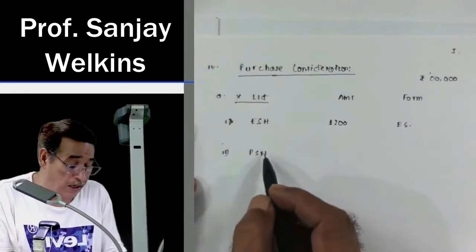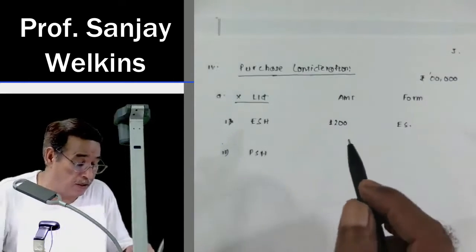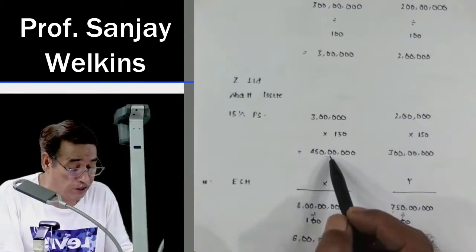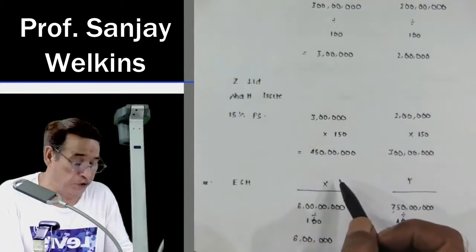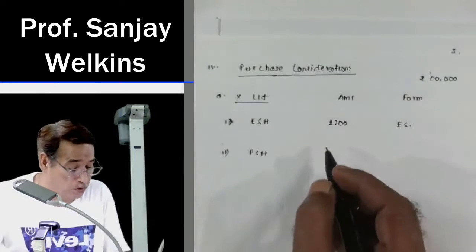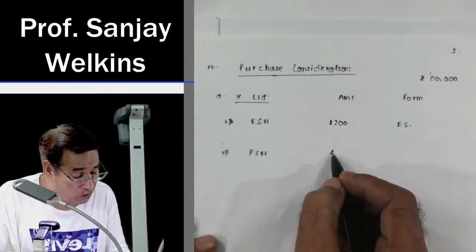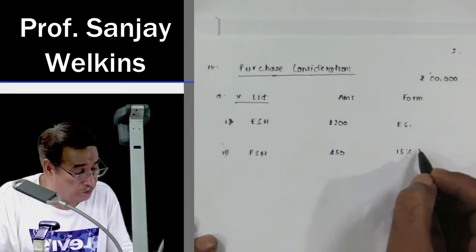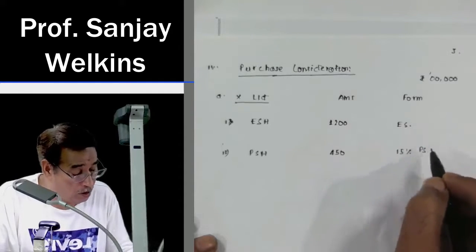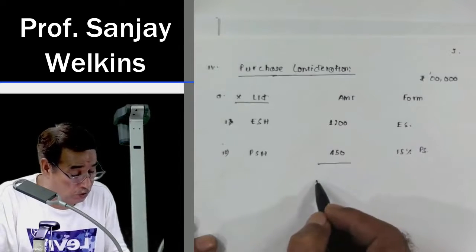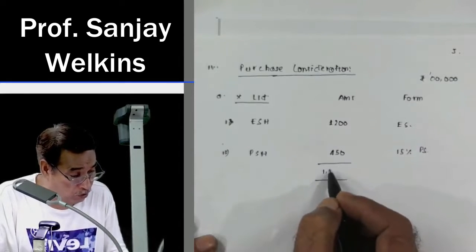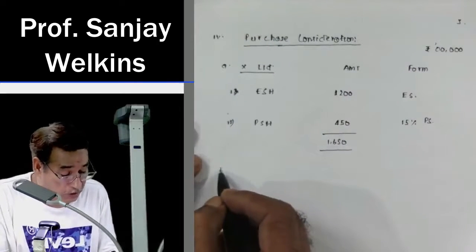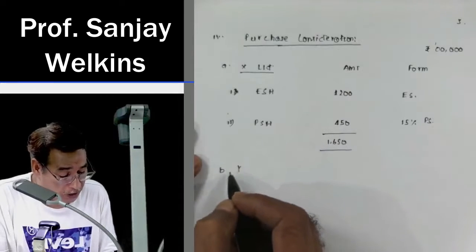Is it clear to you? As far as preference shareholders of X Limited are concerned, they are given 450 lakh worth of 15% preference shares. Correct? This we computed earlier. So I will write 450 lakh here, and this payment is being given by issuing 15% preference shares. So the purchase consideration of X Limited will be equal to 1,650 lakhs. Similarly, now we can compute the purchase consideration with respect to Y Limited.